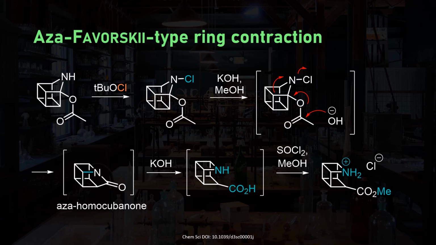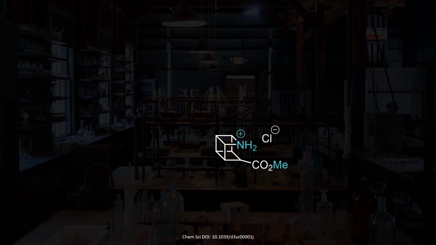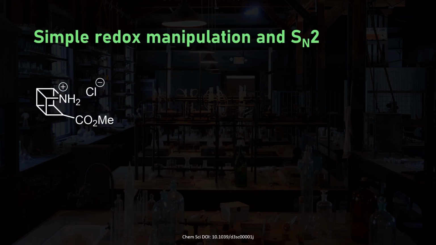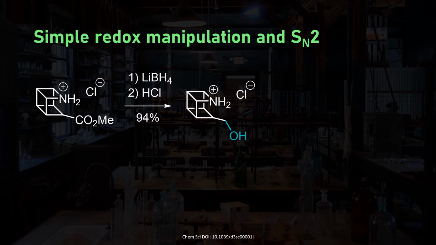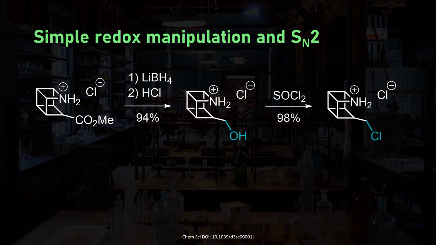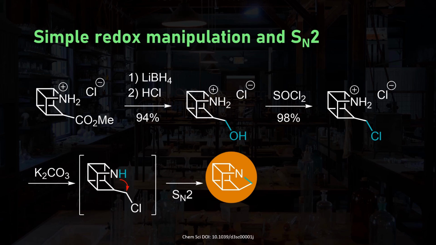Now we just need to create the final linkage of the extra carbon and nitrogen. We have the ester carbon to work with, so the final steps use the methyl ester. Now it's just a simple sequence of ester reduction, chlorination, and intramolecular SN2 to get to azahomocubane. As this final product is volatile, they prepared the salt form for easier handling.